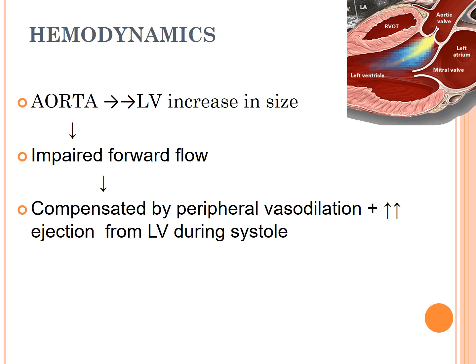Now come to the aorta. Aorta is giving blood to two places. One is to the left ventricle, and the left ventricle increases in size, that is the backflow, and the other is the forward flow. Since there is a backflow, forward flow is impaired. So due to that, this is compensated by peripheral vasodilatation and increased ejection from the left ventricle during systole.